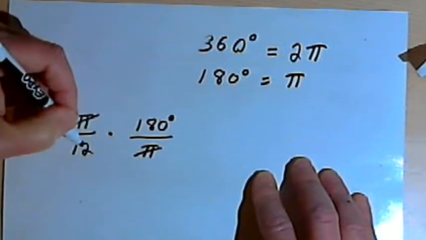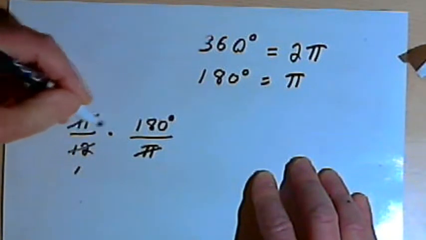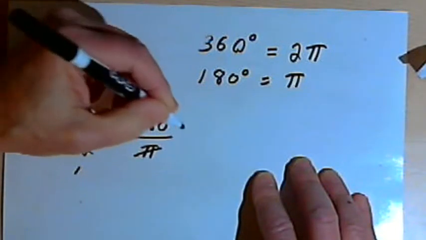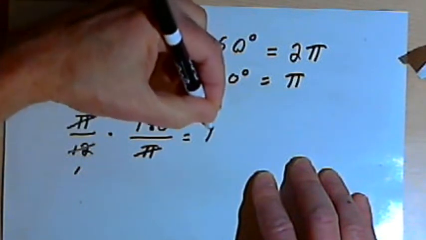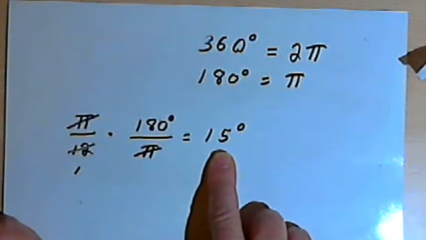I can divide both of these numbers by 12. That puts a 1 down here in the denominator, and 12 into 180 is 15. So that's just going to be 15. I've still got the degree sign. My answer is 15 degrees.